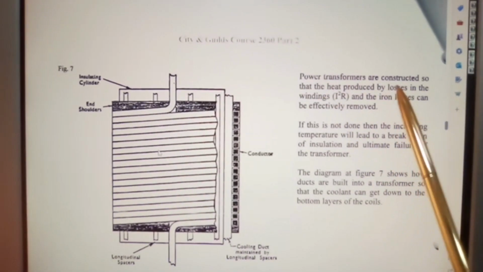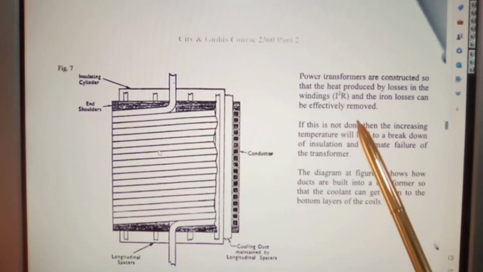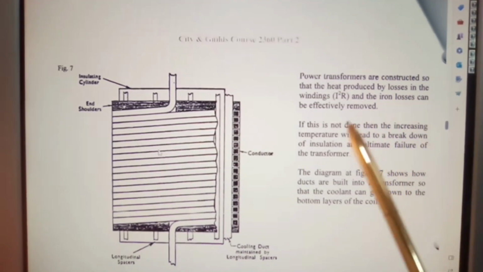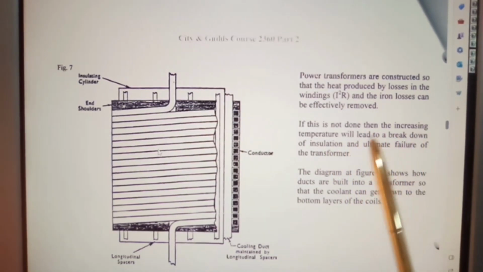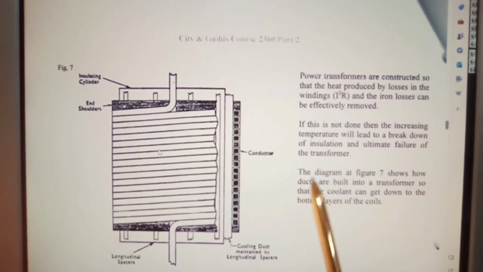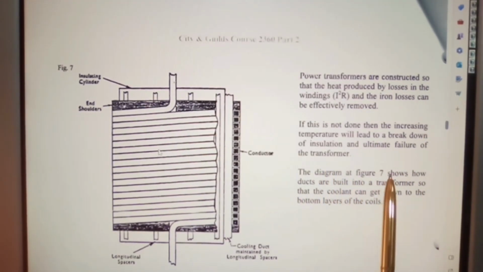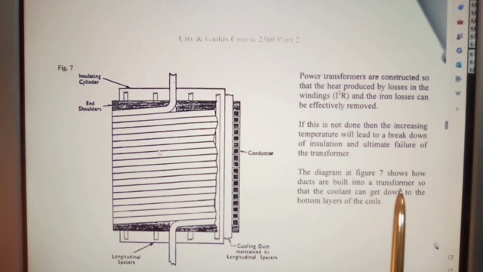Power transformers are constructed so that the heat produced by losses in the winding, I squared R, and the iron losses can be effectively removed. If this is not done, then the increasing temperature will lead to a breakdown of insulation and ultimate failure of the transformer. The diagram at figure 7 shows how ducts are built into a transformer so that the coolant can get down to the bottom layers of the coils.